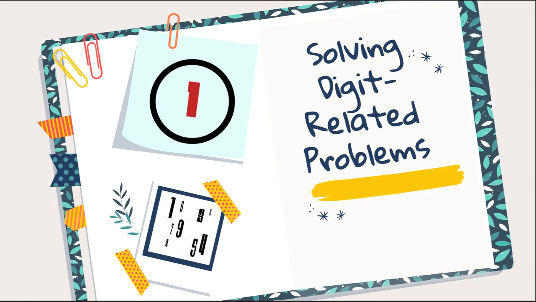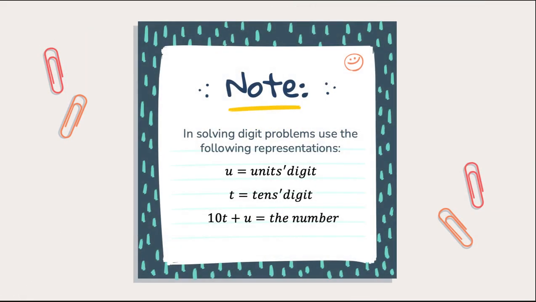And then for solving digit-related problems, we are going to use the following representations. Let U be the units digit, T be the tens digit, and 10T plus U will be the number. So again, the tens digit will always be multiplied by 10, adding the units digit. So let's start. Let us have our first example.